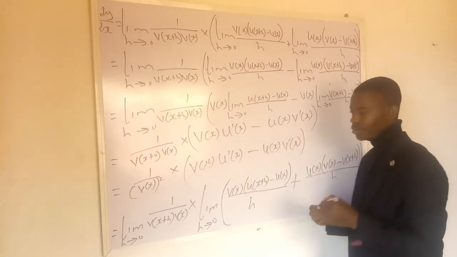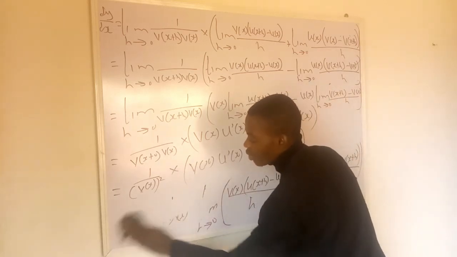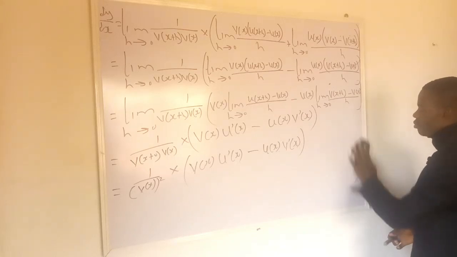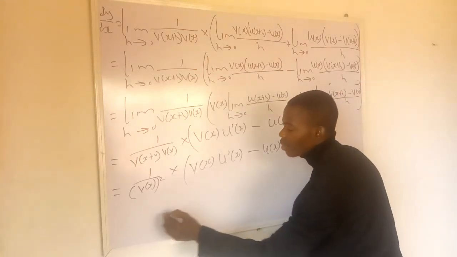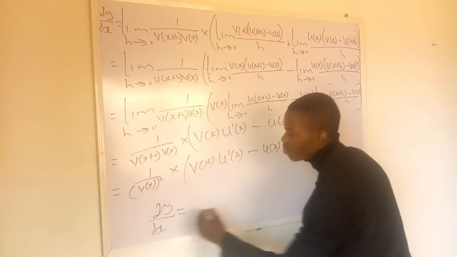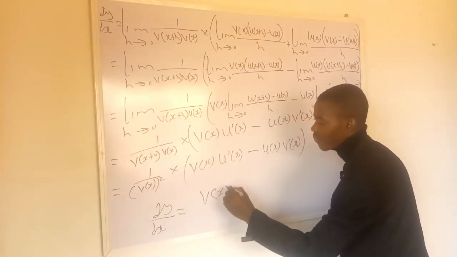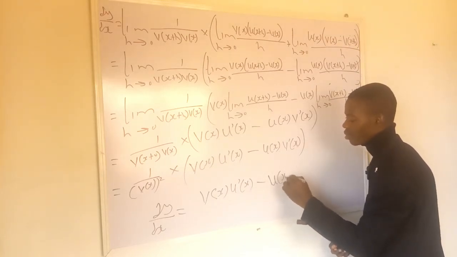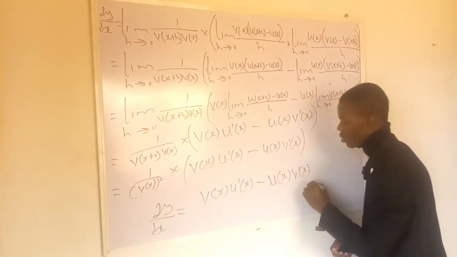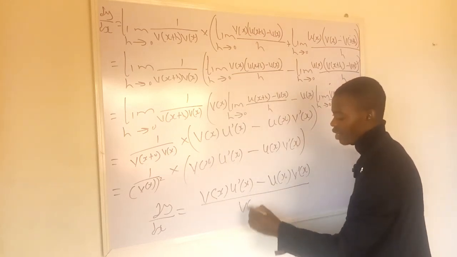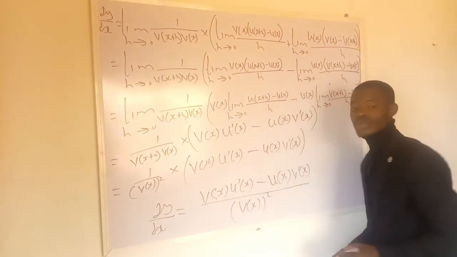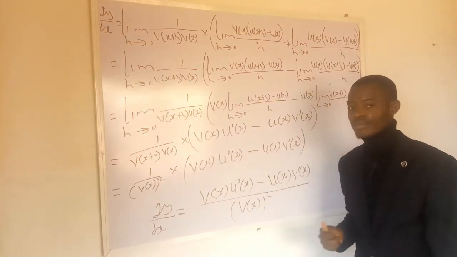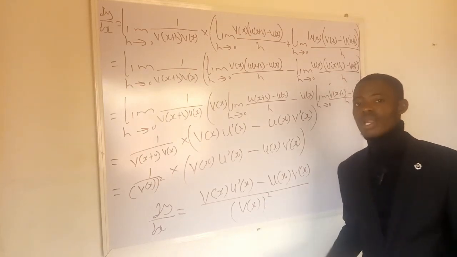Perfect. Now at the end of the day, we have our final answer. We have dy/dx equal to v of x u prime of x, then minus u of x v prime of x, all entirely divided by v of x all squared, which corresponds to the formula I wrote earlier. And this is how the quotient rule formula is formed.